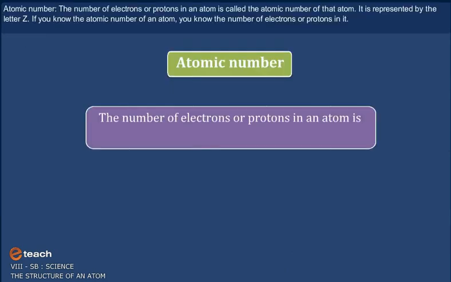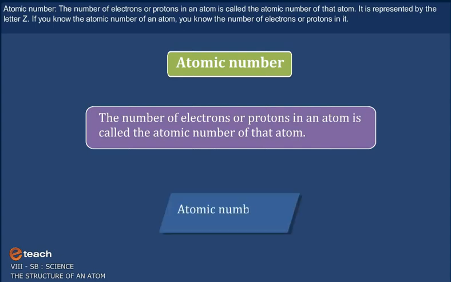Atomic number. The number of electrons or protons in an atom is called the atomic number of that atom. It is represented by the letter Z. If you know the atomic number of an atom, you know the number of electrons or protons in it.